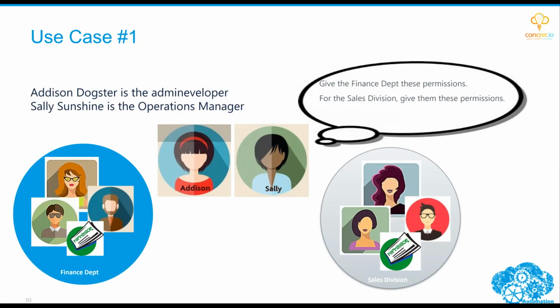Okay. So I'm going to start with the 4 use cases. Our first use case is Addison Dogster, who is an admin, and Sally Sunshine is our operations manager. So Sally goes to Addison and says, I want to give the finance department users these certain permissions, and I want to give our sales division users these other permissions.